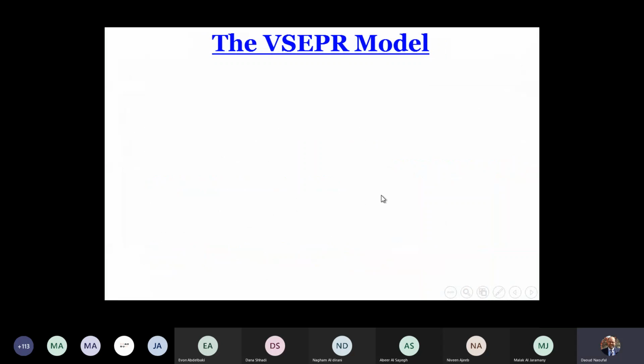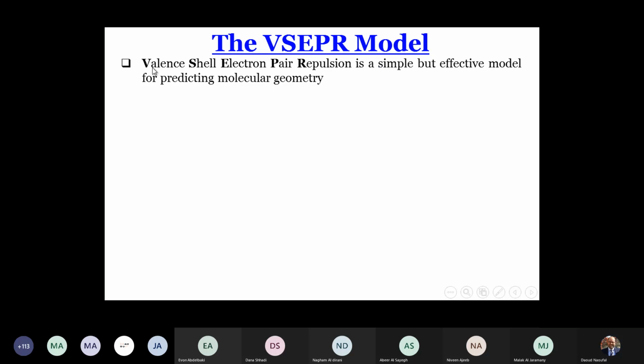What is the VSEPR model, or simply the VSEPR model? V means valence, S shell, E electron, P pair, R repulsion.